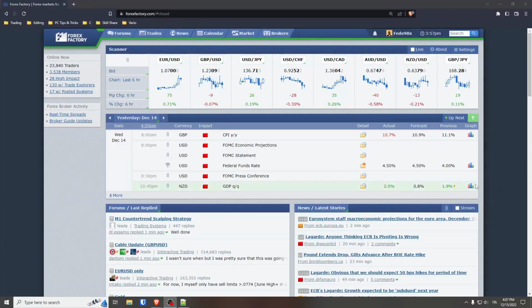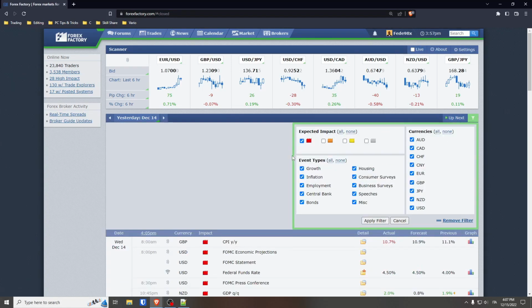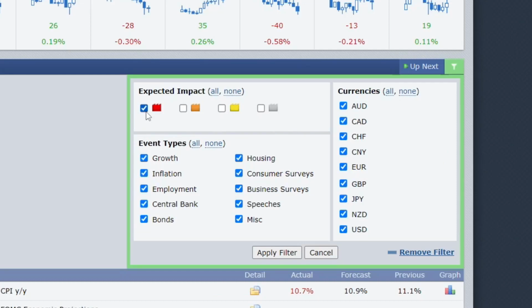Okay, now let's see where we can find the news that interests us. You have to go to the Forex Factory website right here, and you have to go to the calendar page. If you want, you can create an account to synchronize your filters. I filtered the news according to their importance right here. As you see, I care only about these types of news, the most important ones.